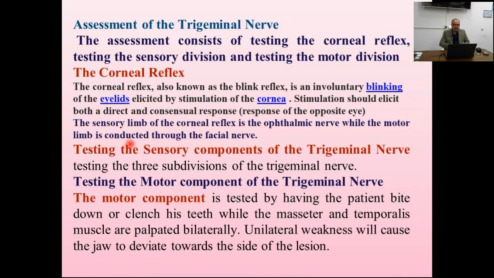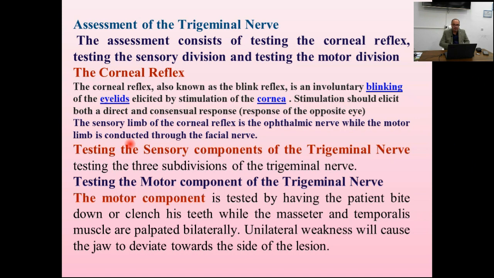We can do some clinical assessment of this important nerve. The assessment consists of testing the corneal reflex, testing the sensory division, and testing the motor division. First, we have the corneal reflex, which is also known as the blink reflex, an involuntary blinking of the eyelid, elicited by the stimulation of the cornea.